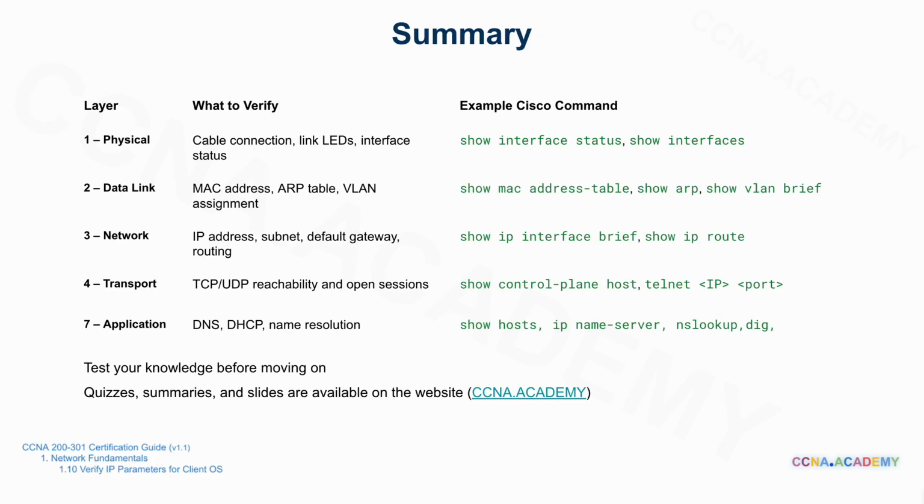Verifying IP parameters isn't just a one-time setup check. It's the foundation of every troubleshooting process you'll do as a network technician. You've seen how each operating system, Windows, macOS, Linux, and Cisco IOS, provides its own tools, but the logic stays the same. Confirm the interface and IP, test the gateway, trace the route, and finally, test DNS and remote access. Once you build this habit, diagnosing network issues becomes fast, consistent, and methodical. That's the key takeaway for this section. Always start simple, verify layer by layer, and use the right command for the right platform.